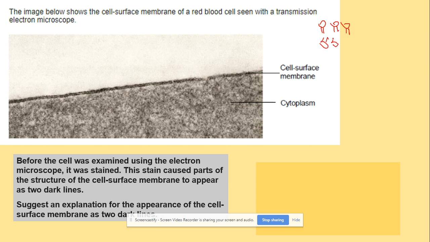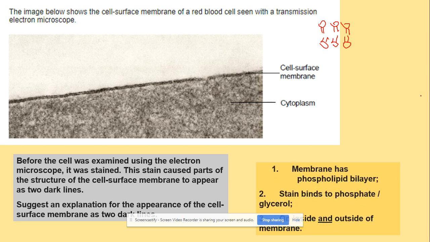And those lines here will be referring to the heads, to the glycerol and the phosphates. So the stain binds to those. The membrane has a phospholipid bilayer, and the stain binds to the glycerol and the phosphate groups, on both the inside and the outside. Hence you've got those two lines.